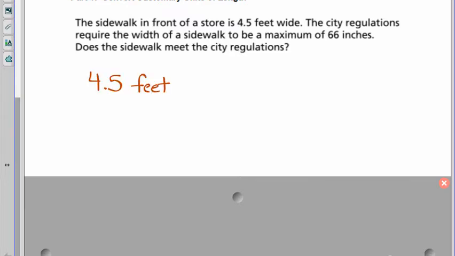So I'm starting with my 4 5/10 feet, and I need to know the conversion factor of feet to inches. So 12 inches is 1 foot. So I have a ratio of 12 to 1 of inches to feet. And what I want to happen is for the units I'm not interested in, I want them to cross cancel. Well, let's look at cross canceling with numbers.